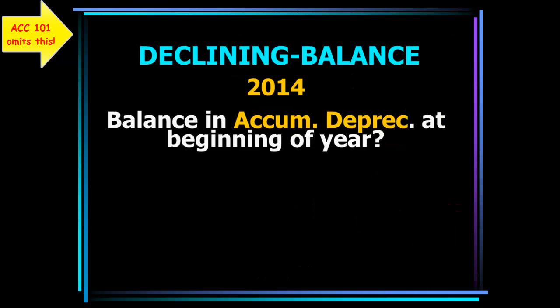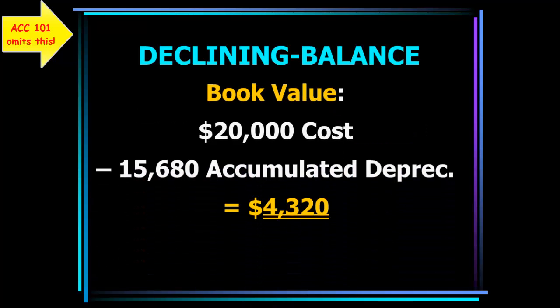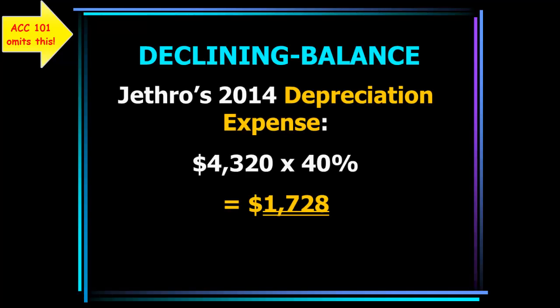How much accumulated depreciation did I have to start this year off? What is my book value then? $4,320 is the book value at this point. How do I figure the expense? I take $4,320 and do what? 40%. It says my depreciation expense will be $1,728. Now let's pause for a minute and see, are we declining in the amount of expense we record?